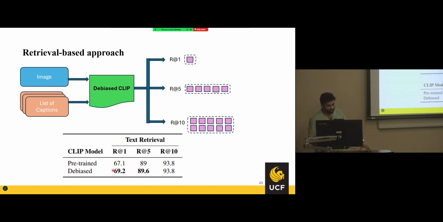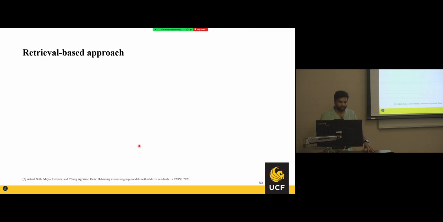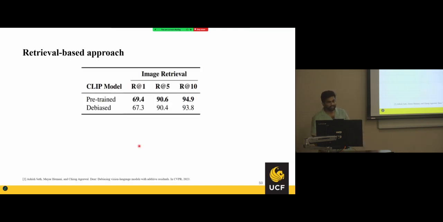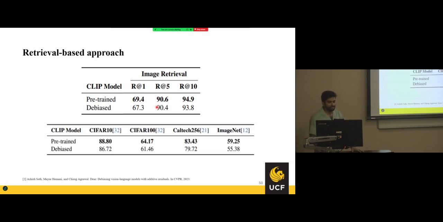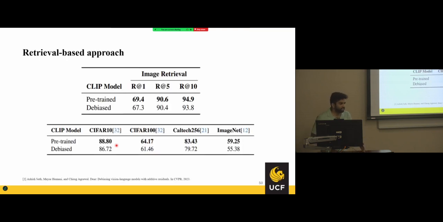We can see that our debiased model gave us a higher accuracy when doing text retrieval, and if we keep going in terms of image retrieval, we can see that there is a slight reduction in the accuracy of the debiased models. Similarly, when we test our CLIP debiased and pre-trained model on various other data sets, we can see that there is another reduction in accuracy as well. However, this reduction is consistent with all other works of debiasing. So this is a natural trade-off between performance and fairness for the model.